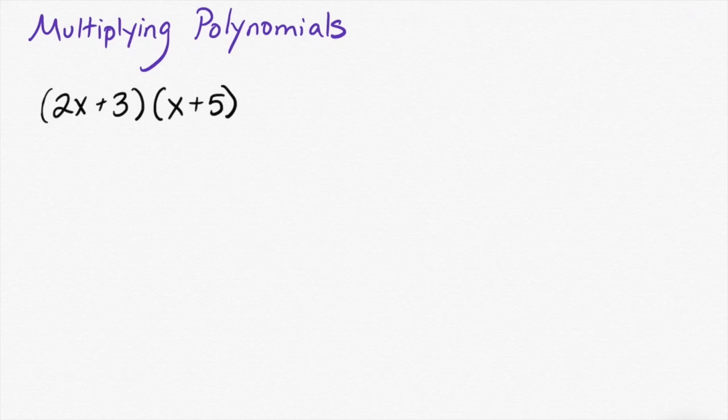Yesterday we talked about how to multiply a monomial times a polynomial, and today we're going to work on doing a polynomial times a polynomial. There's a couple of different ways to do this.